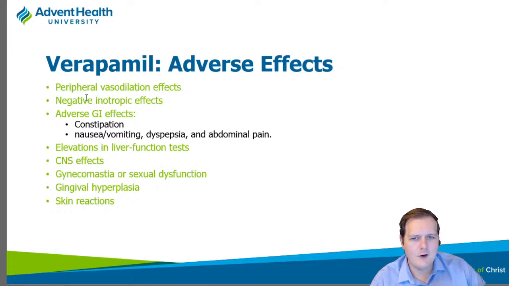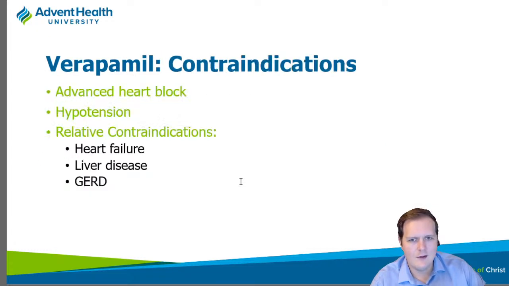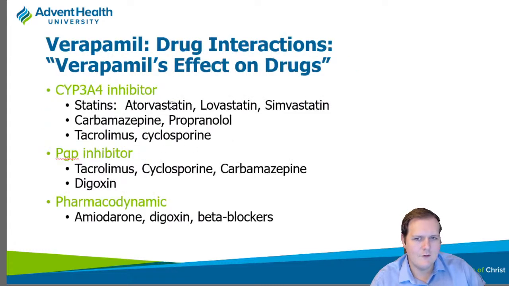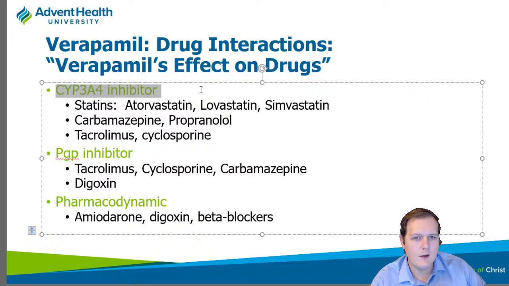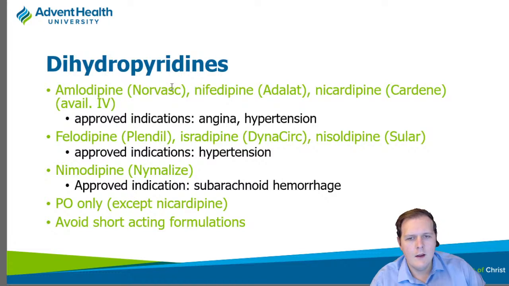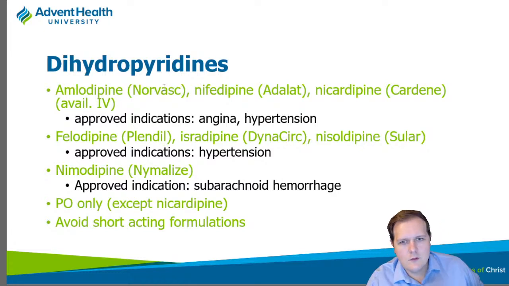All the side effects are going to be exactly the same, no differences there. Same contraindications and same drug interactions here, because again, it's still a 3A4 inhibitor, right? I don't know why I separate the slides out, but I always forget to put them back together the next year. But these are important to make sure that you see that these are both inhibitors and substrates of the enzyme, okay? Okay, so now what I want to get into is the actual dihydropyridines.